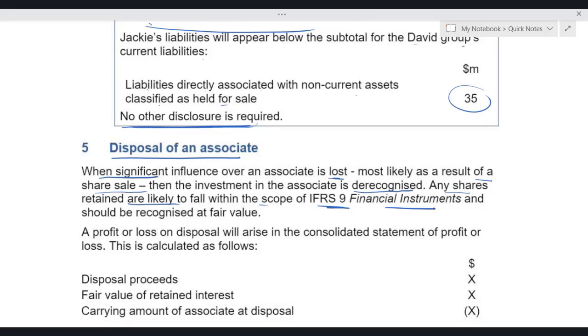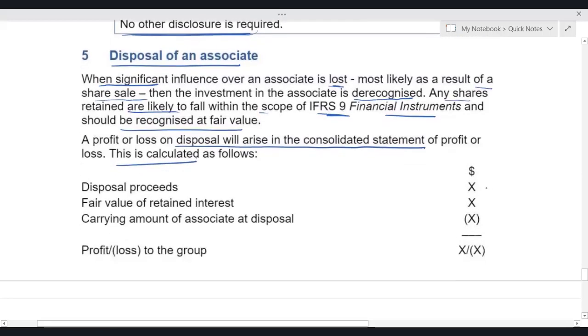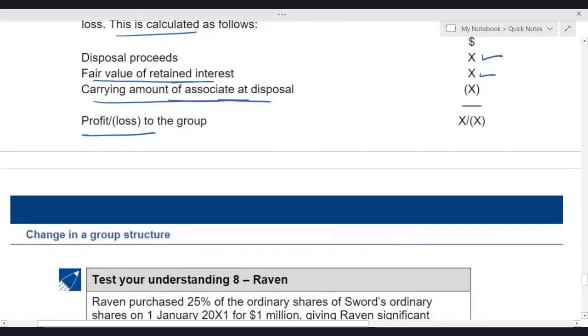If you have not sold the entire holding, and some of the holding is left, then for the remaining holding IFRS 9 will apply and it should be recognized at fair value. Profit or loss on disposal will arise in the consolidated P&L and this is calculated as follows. You take the disposal proceeds, add the fair value of the retained interest, the fair value of the remaining investment if you have one, less the carrying amount of the associate at disposal. So you will have a profit or loss, and you have to show that in the consolidated P&L.